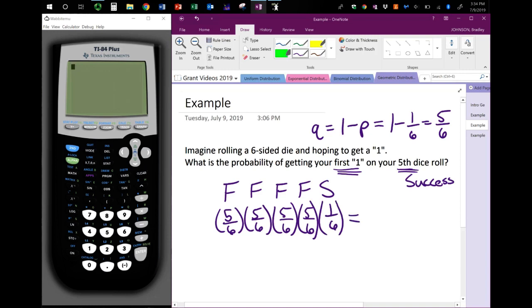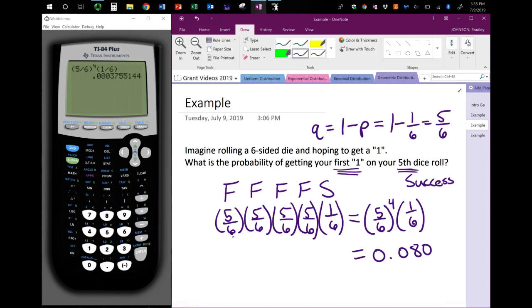Now what you really do with the geometric is you multiply this all the way through. And a nicer way to do this, you see how you have 5/6, really that's 4 of them here. You failed 4 times, and then your first success occurred. So in your calculator, it'll be easier, a little bit less of a hassle doing that. Okay, so then you can see that this is approximately 0.080, okay? About 8% chance that the 5th roll will be your first 1.